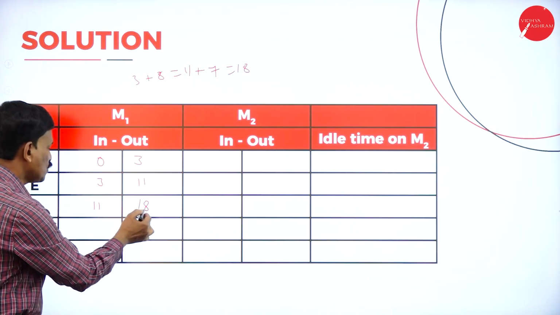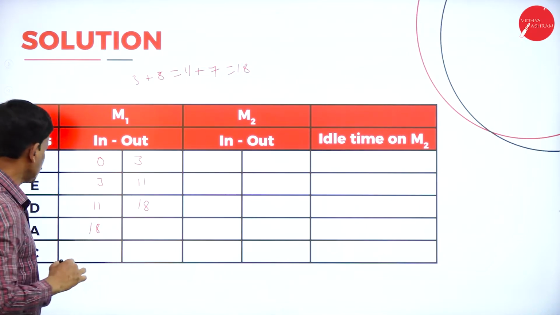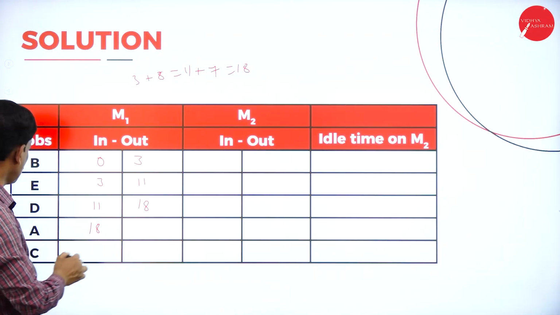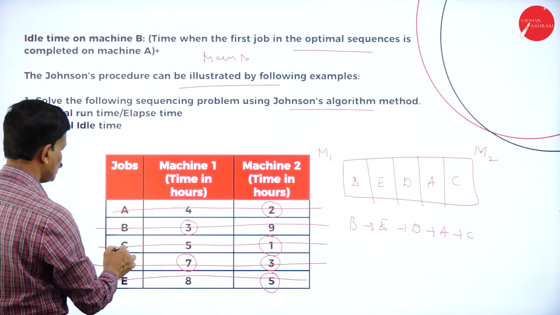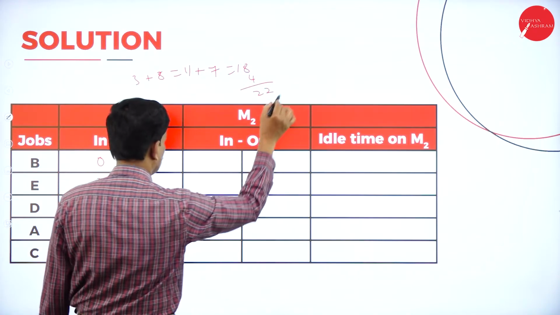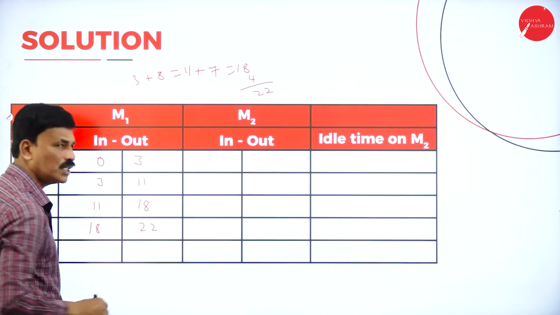Now this out time becomes the in time for the machine M1 in A, and for the out time, find out the value of A. What is A? The A value is equal to 4 hours. Just add 4, this becomes 22. The out time will be 22.